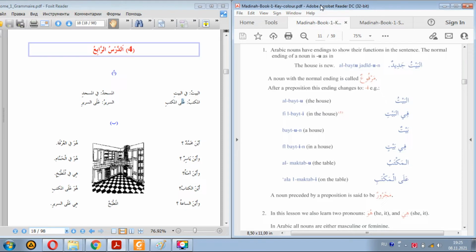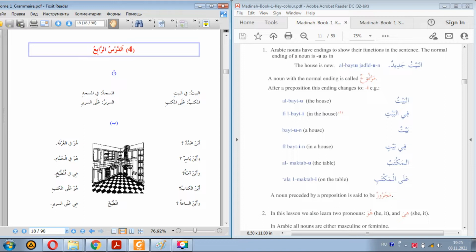We also learned that the normal ending of a noun is dhamma, and it's called marfu'un. Like here, al-baytu, it's in the state of marfu'un. But once a preposition comes over, the ending changes from dhamma to kasra, and it's called majrurun. A noun preceded by a preposition is said to be majrurun.